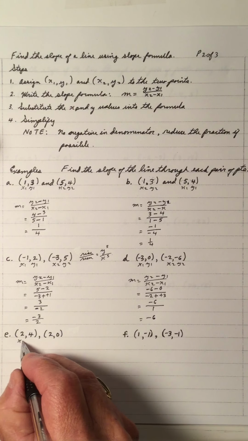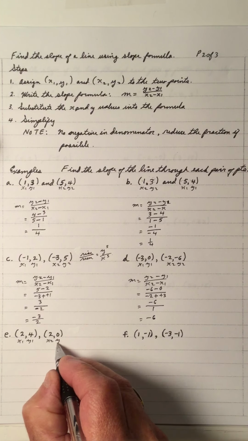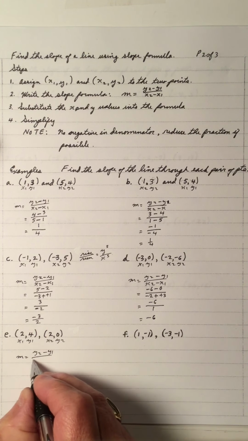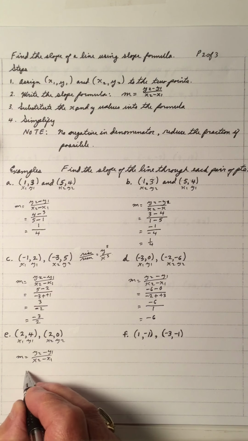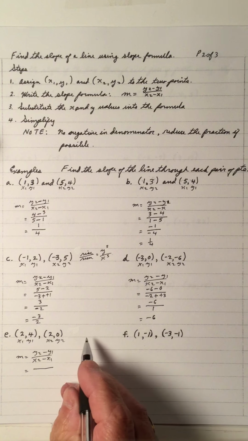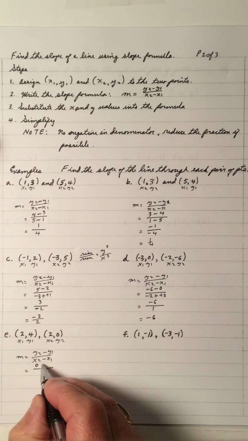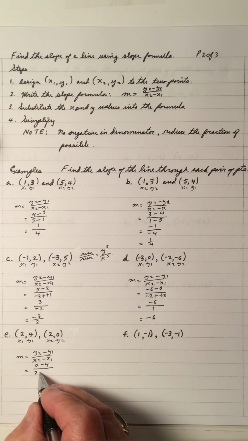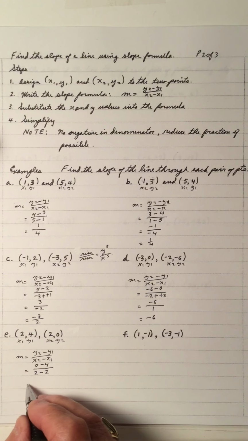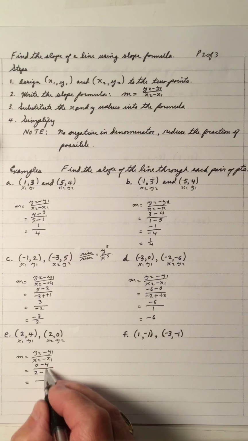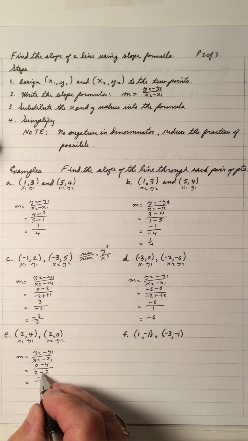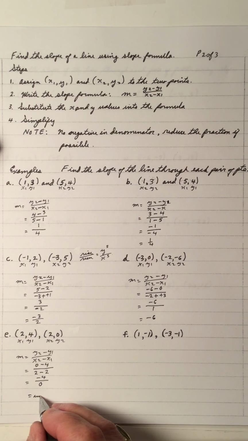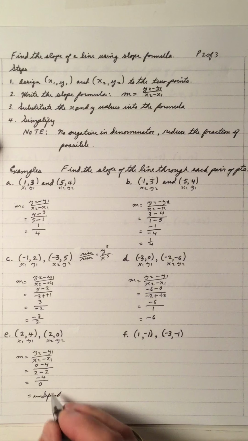E, we have x1, y1, x2, y2. Slope is y2 minus y1 over x2 minus x1. Notice I'm writing it down every time, so I won't make an error. y2 is a 0. Subtract. y1 is 4. x2 is a 2. Subtract. x1 is a 2. And 0 subtract 4 is negative 4. Negative 2 subtract 2 is 0. Division by 0 is impossible. So the slope is undefined.